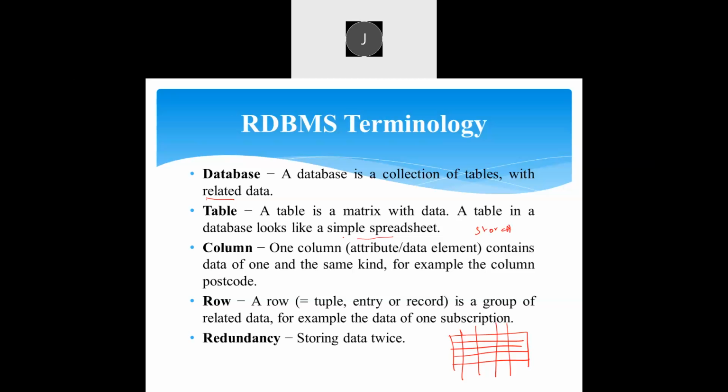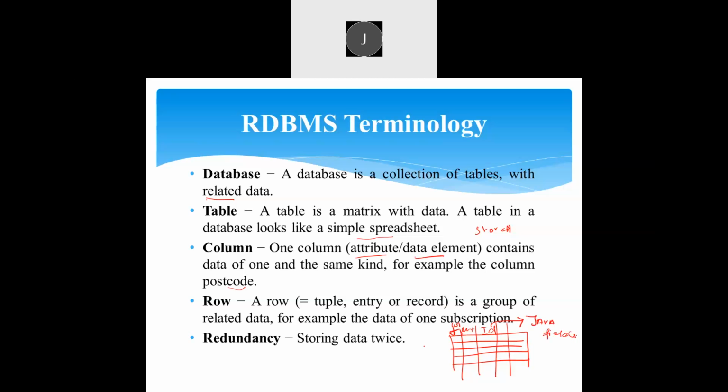And each column, column one, column two, with the column name we give it here, we can call an attribute or a data element. We use the words interchangeably. It contains data of one and the same kind, for example the column postcode. If you have a column employee name or employee ID, all this is called an attribute. In Java also we call them attributes or fields.